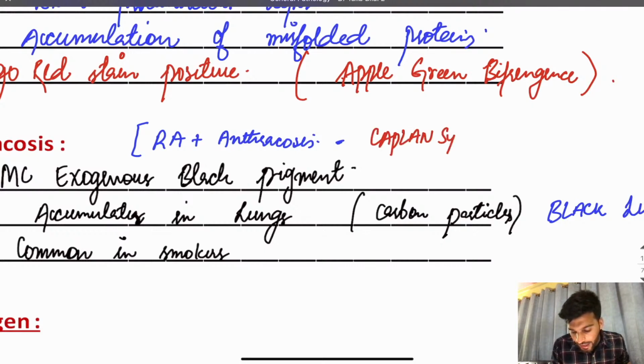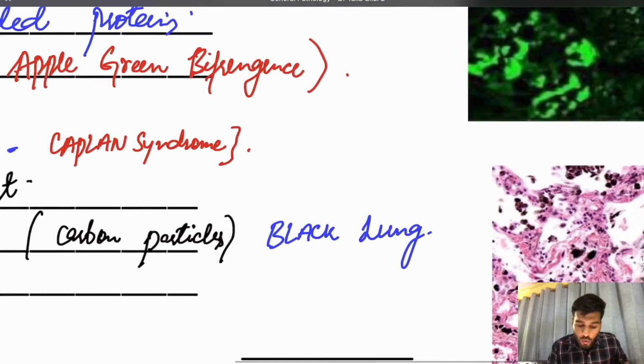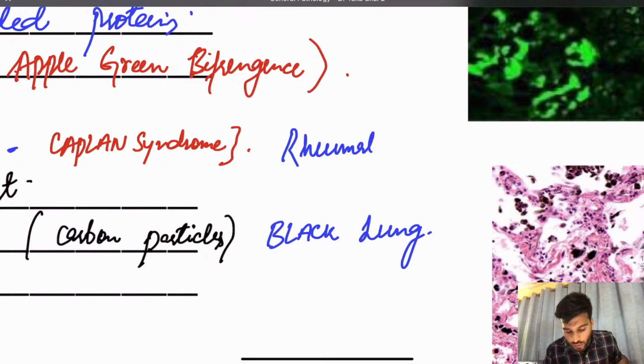Kaplan syndrome. And along with that, if your patient is having splenomegaly, which syndrome do we call it? Felty syndrome. So rheumatoid arthritis plus anthracosis is Kaplan syndrome. Along with that, if the patient has splenomegaly, it goes with Felty syndrome. Kaplan syndrome is also called rheumatopneumoconiosis.